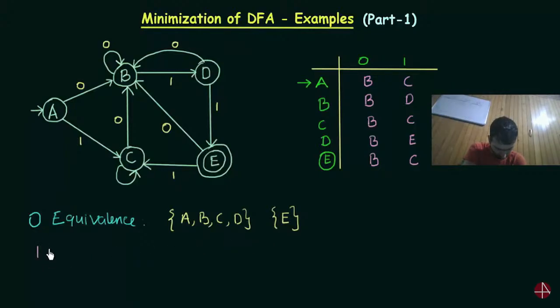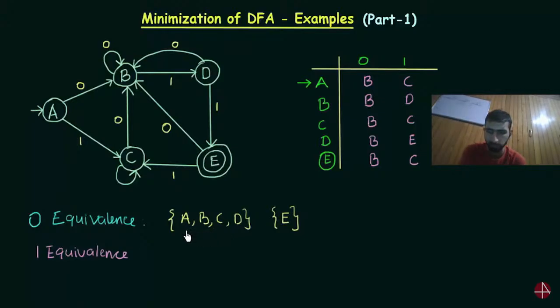Now let's come to 1 equivalence. How do we write this 1 equivalence? For writing the 1 equivalence, you have to look at this row of 0 equivalence, and you see that these 4 states are in one set. Now you have to check if these states are 1 equivalent to each other. So first we will check for AB, then we will continue.